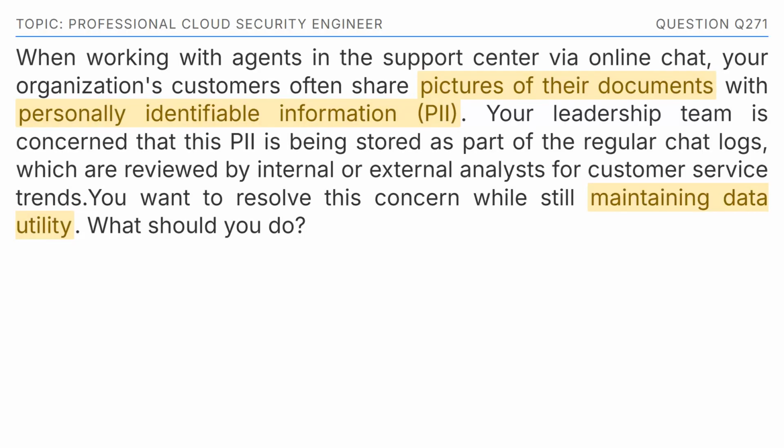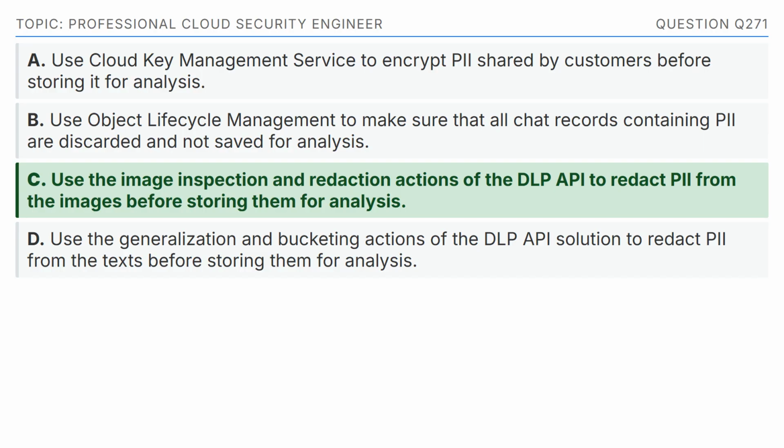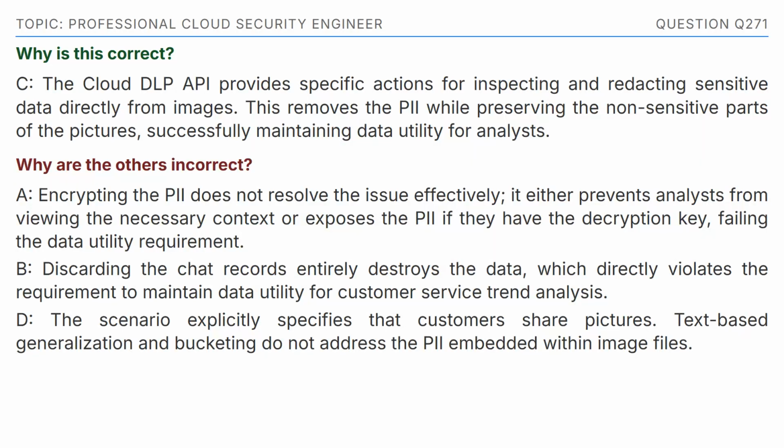To arrive at the correct answer, we focus on the keywords: pictures of their documents, personally identifiable information, PII, maintaining data utility. The correct answer is option C. Use the image inspection and redaction actions of the DLP API to redact PII from the images before storing them for analysis. Why is this correct? C. The Cloud DLP API provides specific actions for inspecting and redacting sensitive data directly from images. This removes the PII while preserving the non-sensitive parts of the pictures, successfully maintaining data utility for analysts.